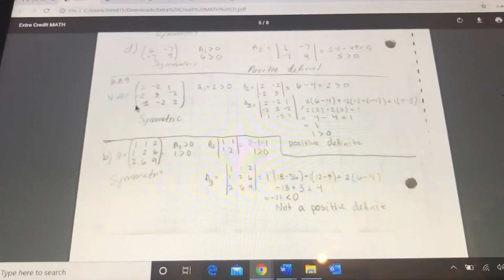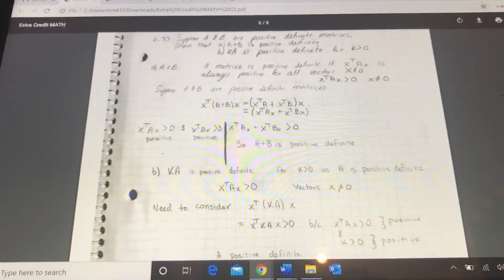Here, same thing, 3 by 3 symmetric, A1, A2, which is this chunk right here, cross product, 2 value. And then this pivot point here, A3, do the cross product or determinant, whatever you want to call it. 1 equals 1 is greater than 0, so it's positive definite. Same deal here, except this is negative, so we get the answer to not be positive definite because it's less than 0.